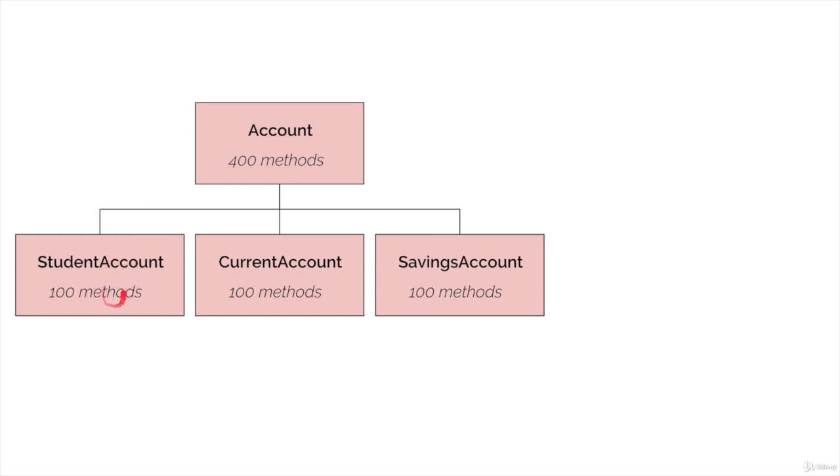For example, for student account you have to collect or validate the college name. So you don't need to put a validate college name method in the account class, but you can have the validate college name method only in student account, because validate college name is not applicable for current, savings, and any other accounts you might add in future. That's the reason you will have that particular method, which is specific to student account, in the student account class. So that's how you define it.